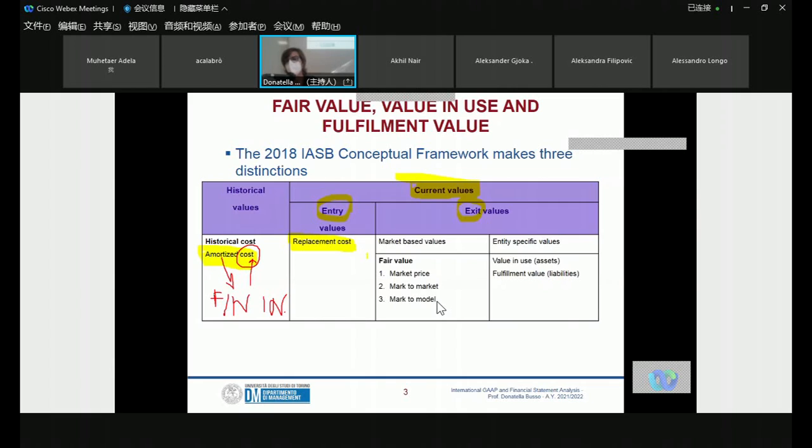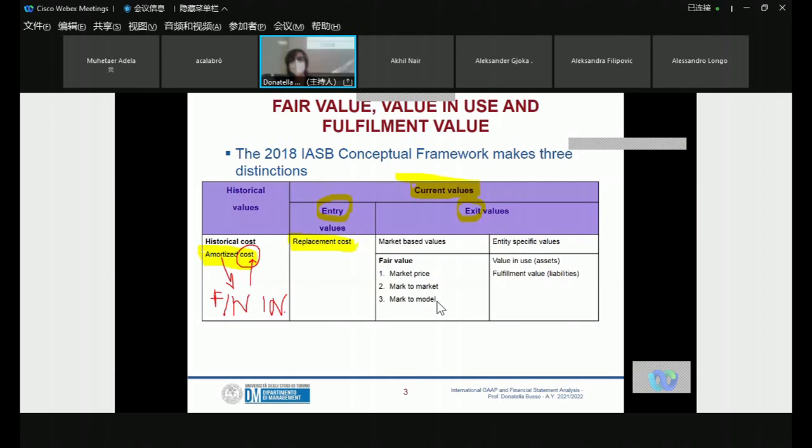The exit values are completely different because, of course, they are current value at the end of the reporting period. But in this case, we look for the amount that the company can collect from the sale of the asset. Exit value, sale of the asset. Okay? So it's not based on the amount that the company has to pay in order to buy again the asset, but the amount that the company could receive if the asset is sold at the end of the reporting period.